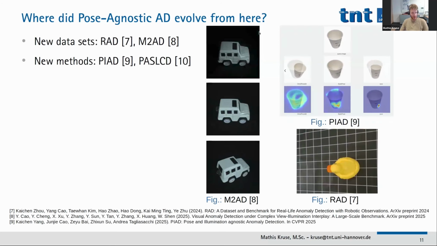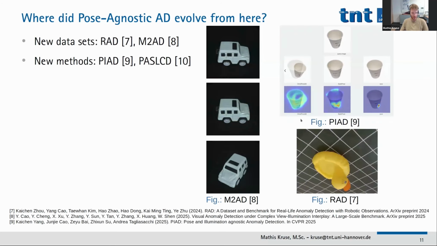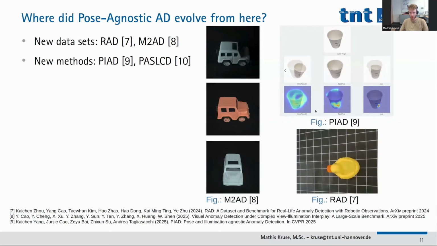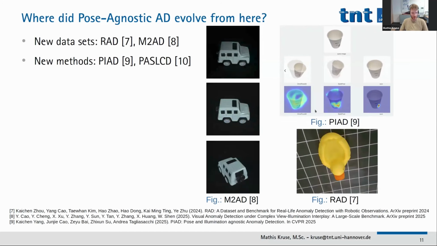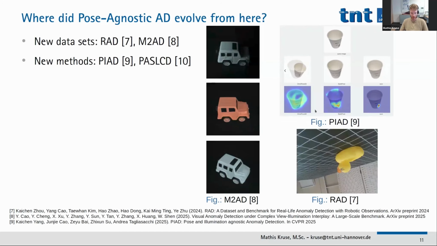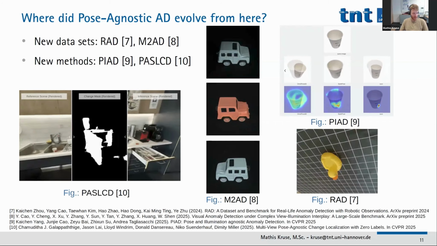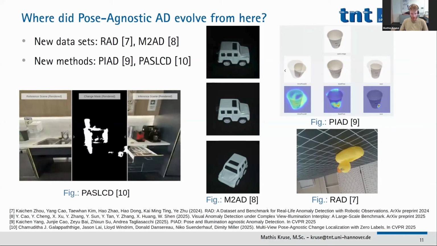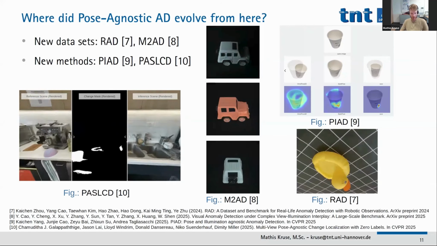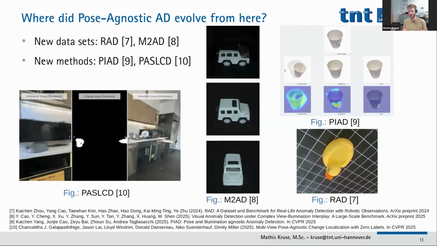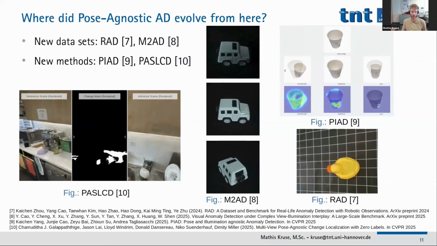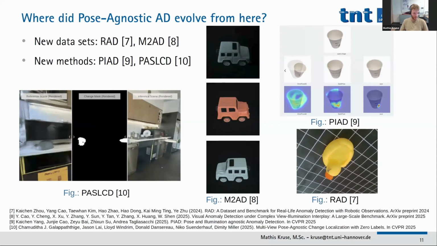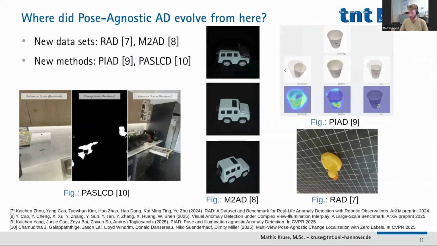Also, a few new methods have evolved. PIAD is from this year's main track, which can be seen as a direct follow-up to SplatPose in a sense, and it also played around with different lighting conditions, just like the M2AD dataset. And lastly, another main track paper, which directly built upon SplatPose, was not concerned with anomaly detection, but with scene change detection. So a scene of, for example, a room is captured, and then we want to see if anything at a later time has changed in that scene, which is also possible with a SplatPose-like approach.